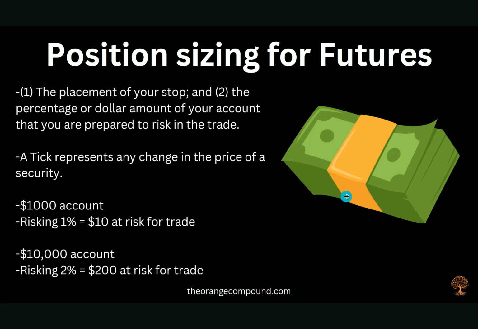Position sizing for futures. The placement of your stop and the percentage or dollar amount of your account that you're prepared to risk in the trade is really, really important. A tick, which is very, very important for futures, represents any change in the price of a security. For example, if you have a $1,000 account risking 1%, you would have $10 at risk for a trade. If you had a $10,000 account risking 2%, you would have $200 at risk for a trade.